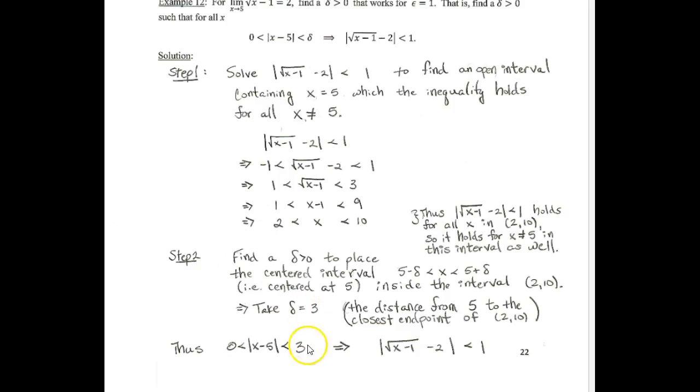I can only be 3 away from 5, right? 5 is only 3 away from 2. It's 5 away from 10, so I don't want to take delta to be 5. I have to take it to be 3, because x is approaching x naught, which is 5. So 5 is in the middle. That means I need to take the smallest distance, which is 3 from 2, not 5 from 10. So delta is 3, which implies that the absolute value of the square root of x minus 1 minus 2, the distance between the function and its limit, is less than 1.